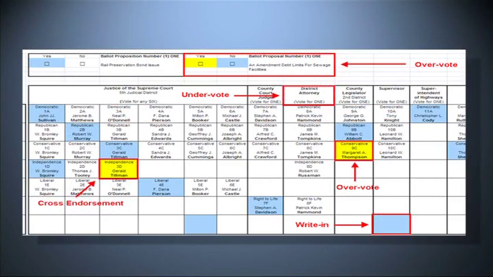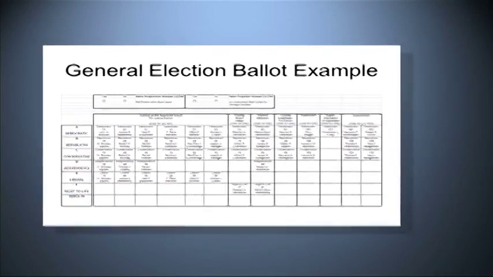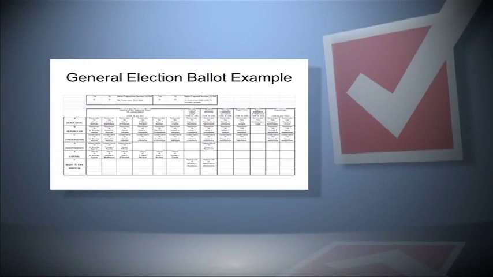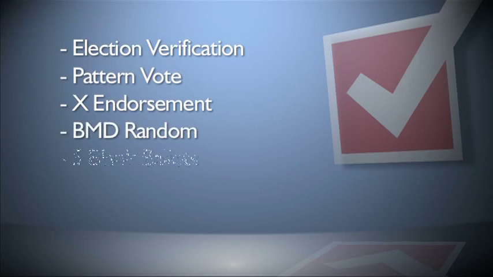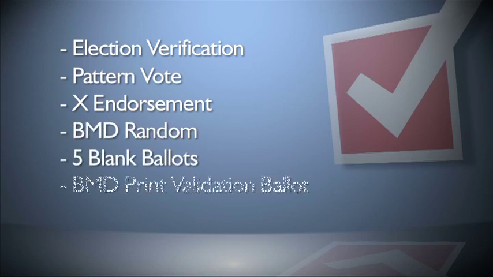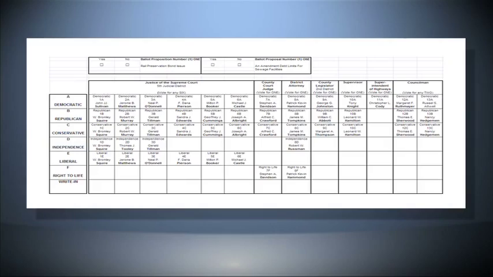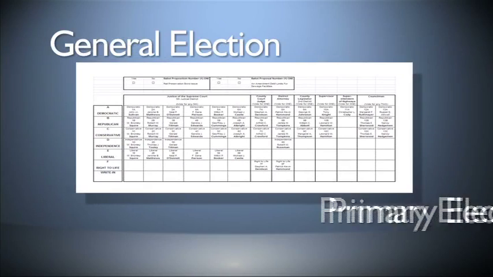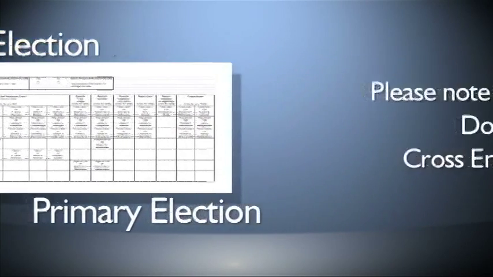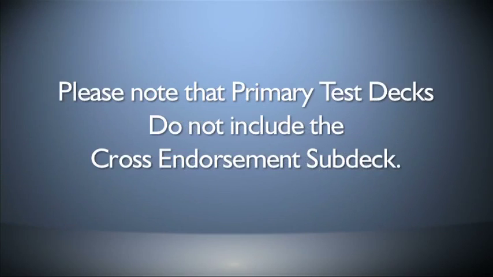Once the election configuration has been completed, the next step is determining the number of subdecks needed. This training will cover the following subdecks: election verification, pattern vote, cross endorsement, BMD random, 5 blank ballots, BMD print validation ballot, and finally, standard. The number of subdecks will vary slightly depending on whether your county is conducting a general election or a primary election. Please note that primary test decks do not include the cross-endorsement subdeck.